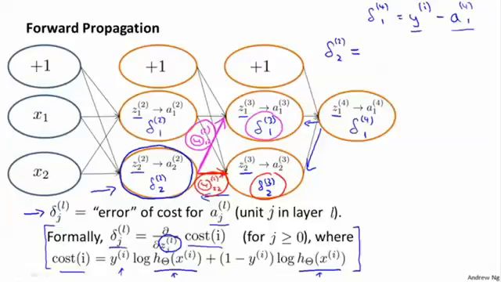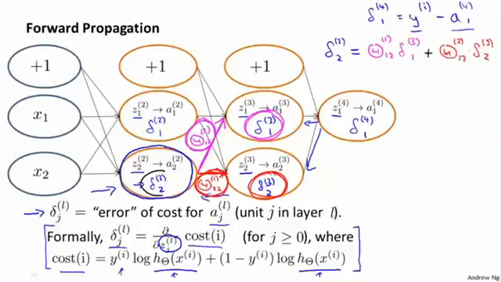So concretely, let me fill this in. This delta^(2)_2 is going to be equal to theta^(2)_12, which is that magenta weight, times delta^(3)_1, plus the thing I had in red, theta^(2)_22, times delta^(3)_2. So it's literally this red weight times this value plus this magenta weight times this value, and that's how we wind up with that value of delta.